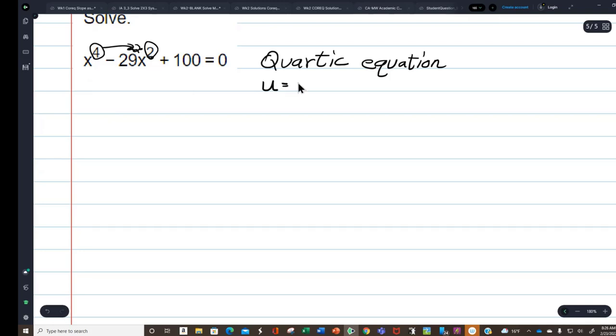U substitution. Which originally was called mu substitution. That's a Greek letter, mu. I don't know who decided to erase the tail, but now it's just u substitution. Here's what we do with u substitution. We let u equal the x squared term, and then we square both sides of the equation.